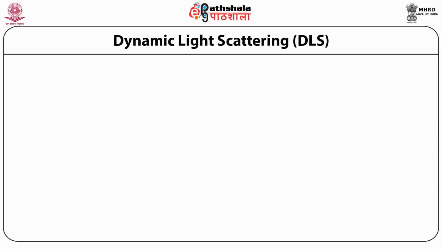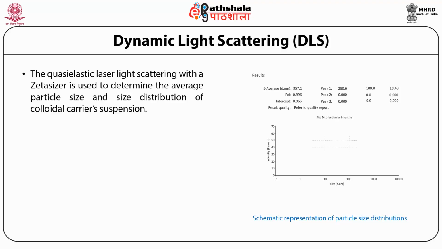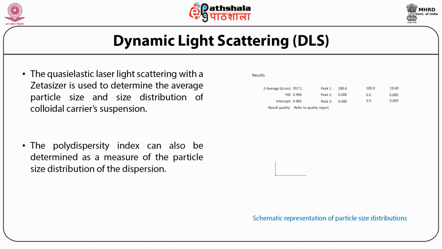Now in this schematic representation of the particle size distribution curve, quasi-elastic laser light scattering with the zeta sizer is used to determine the average particle size and size distribution of the colloidal carrier suspension. The polydispersity index can also be evaluated as a measure of the particle size distribution of the dispersion. In the graph, you can see the zeta average, which is the average particle size. Then they have shown various peaks: peak 1 is about 280 nanometers, there is no peak 2 and no peak 3 because it is only monodispersed, single peak data. So this is the representation of the size distribution curve.